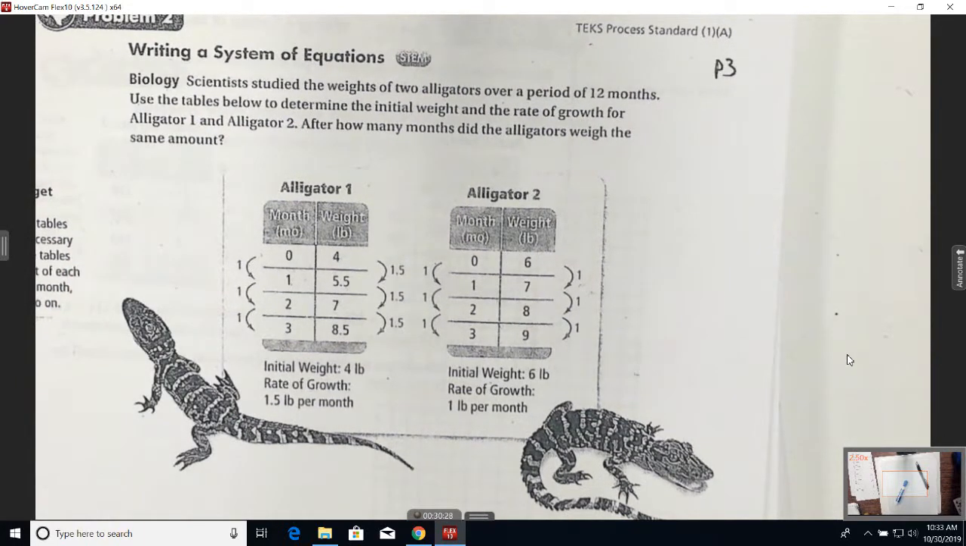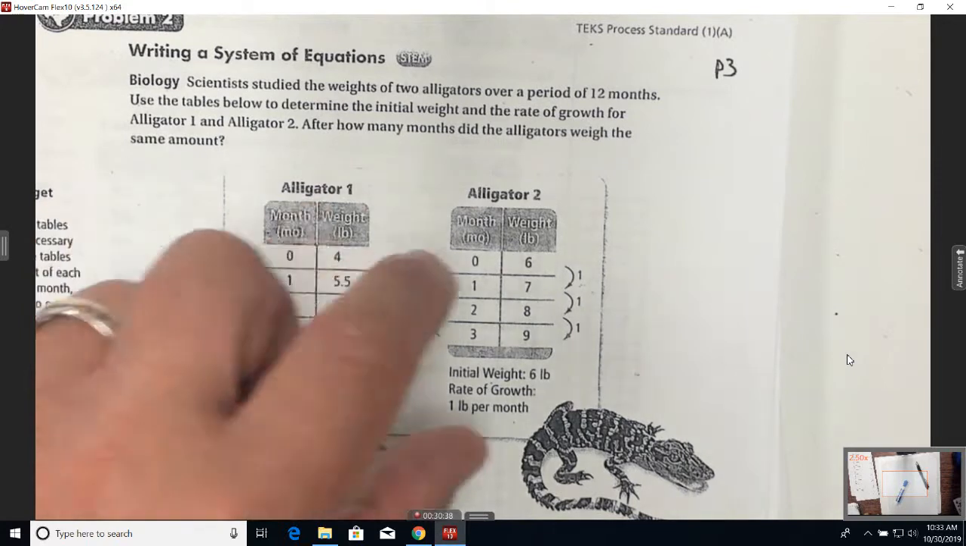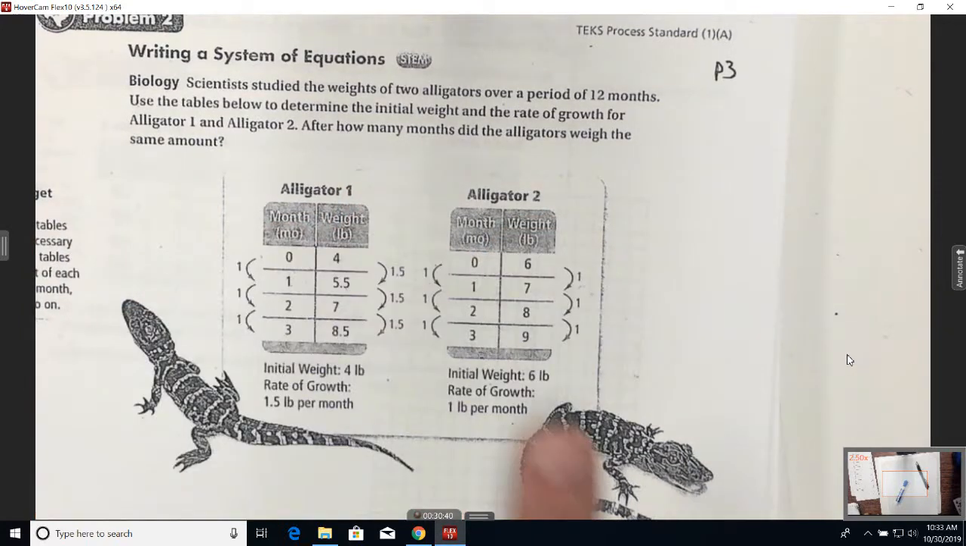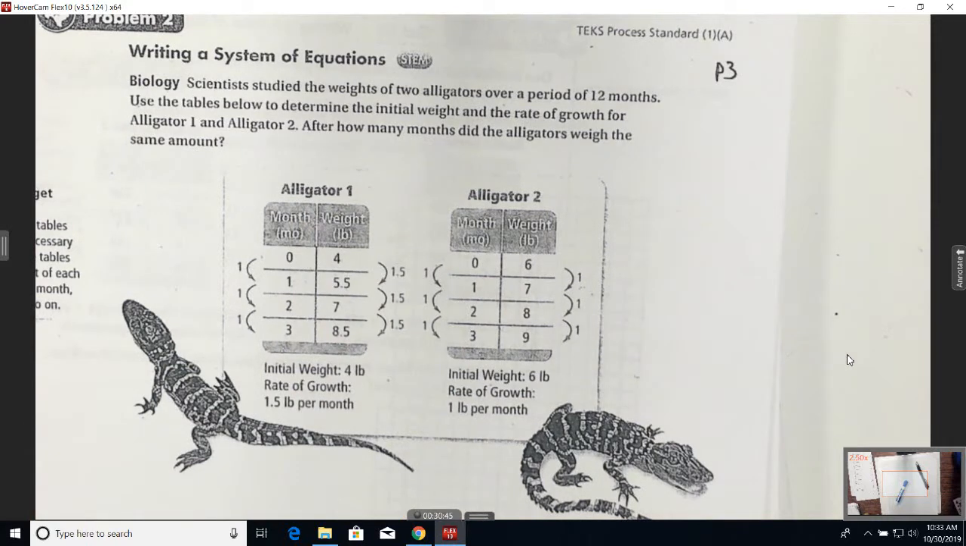So it's a biology question. Scientists studied the weights of 2 alligators over a 12-month period. Use the tables below to determine the initial weight and growth rate for alligator 1 and alligator 2. And then, after you find a function rule for alligator 1 and alligator 2's growth rate, I want you to figure out how many months did it take for the alligators to weigh the same amount. When are they the same? What x and what y do they both share?